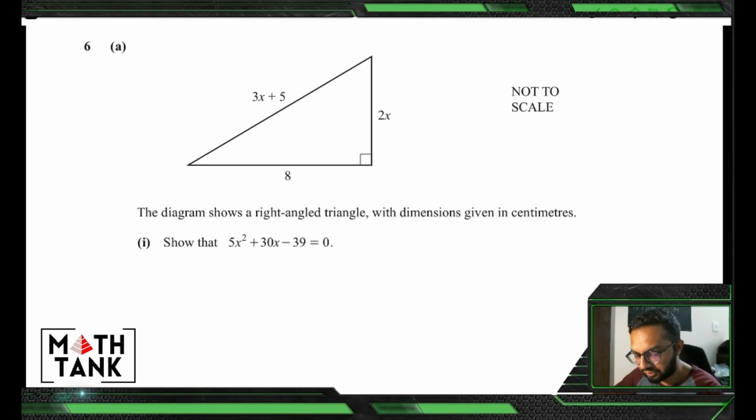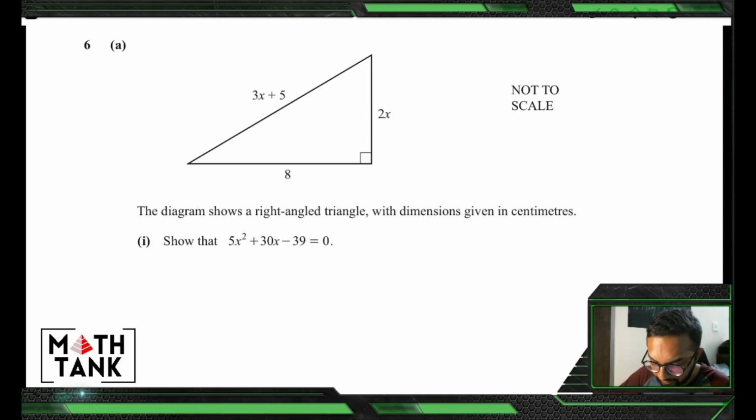It says the diagram shows a right angle triangle with dimensions given in centimeters. Show that 5x squared plus 30x minus 39 equals 0. Now, it's not telling you anything else. You see the three sides are labeled, so you probably have to figure out that you have to use the Pythagoras theorem yourself. So hypotenuse squared equals perpendicular squared plus base squared.